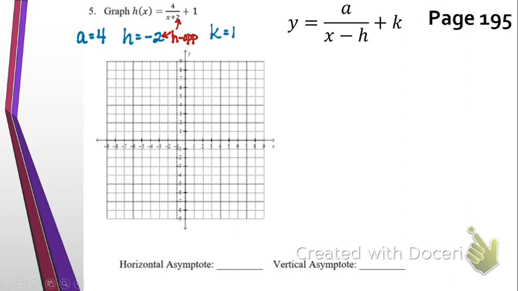Take about 2 minutes. Label your pluses and minuses. Put your asymptotes up. Remember, X and H go together, Y and K go together.